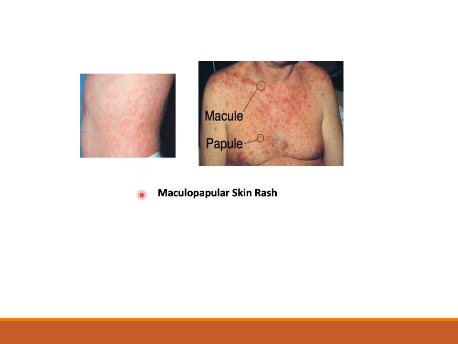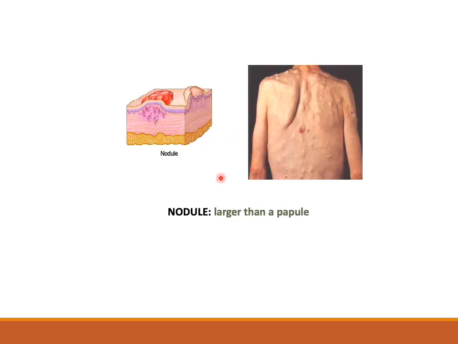As I had mentioned, when you have a combination of macule and papule, then you have maculopapular. So this one, you have maculopapular. This one also will show us a macule, and then this one is specifically pointed as a papule. Maculopapular rashes are usually seen in many viral infections, like measles.